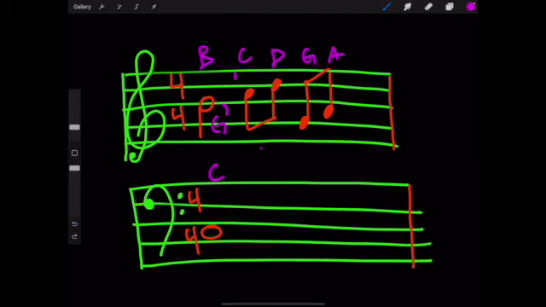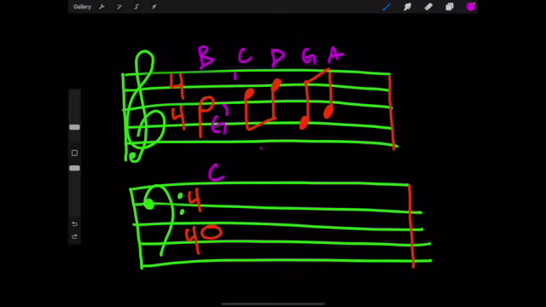Right? So this together would sound like, let's see if my pedal's working. It's not, but that's okay. So this would sound like this. 1, 2, 1, and 1, and like that. 1, 2, 1, and 1, and 1, right? 1, 2, 1, and 1, and just like that.